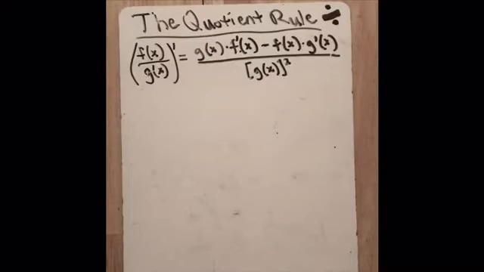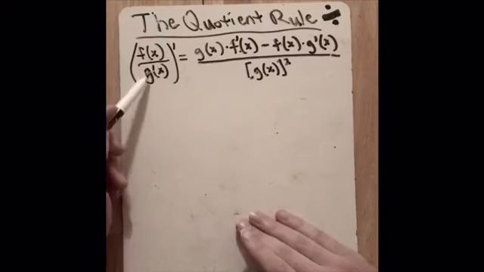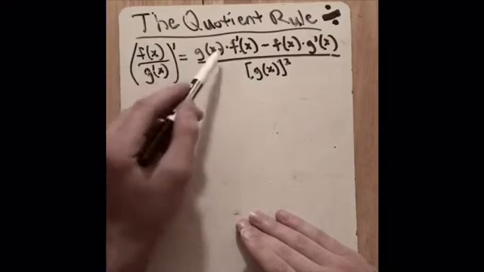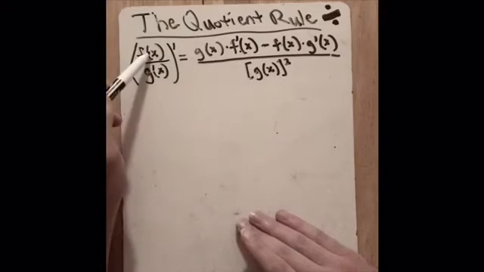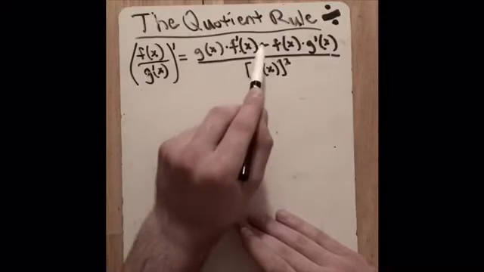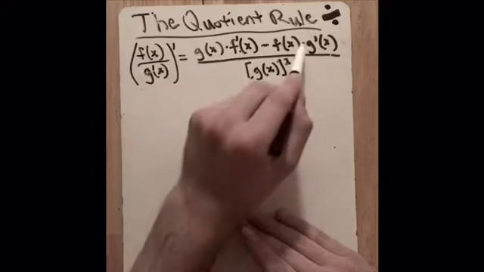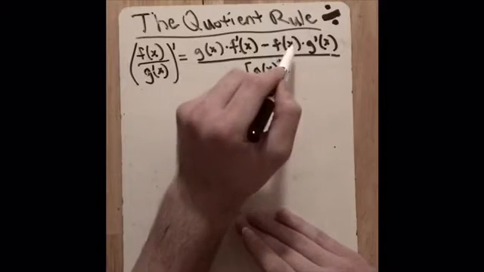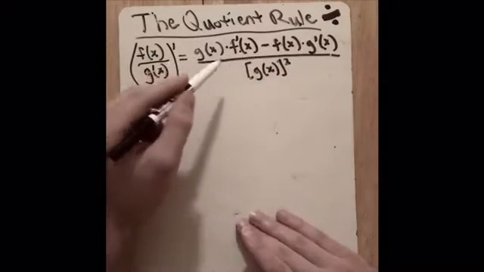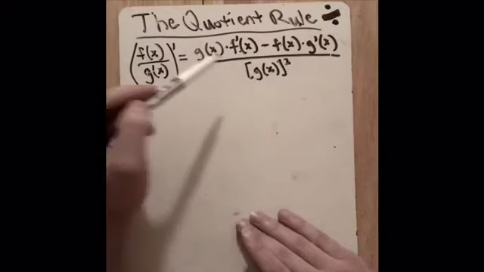Alright, the quotient rule, another way of taking the derivative but with fractions. So for the quotient rule, we take the bottom function, which is g of x, and we multiply it by the derivative of the top function, which is f of x. So g of x times f prime of x, and we subtract that by f of x, so the top function times the derivative of the bottom function, so f of x times g prime of x. And we take all of that and put it over g of x and square it.